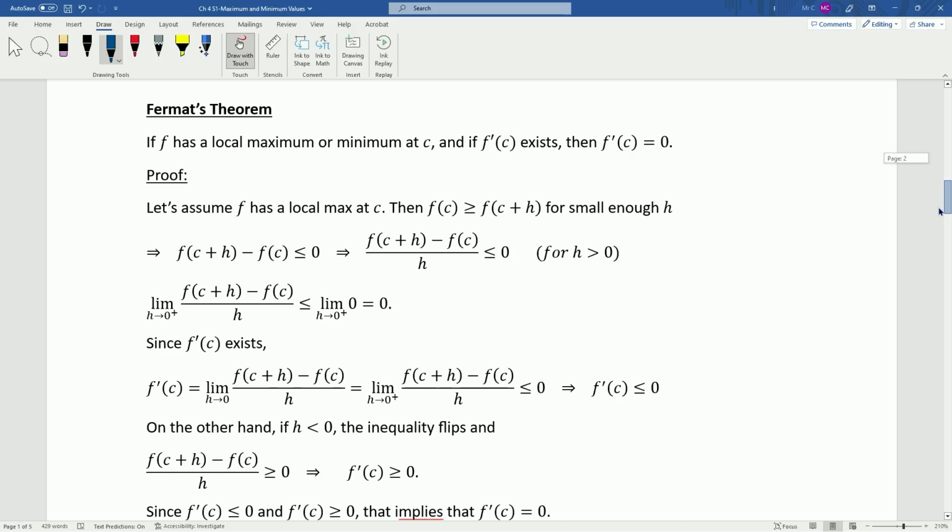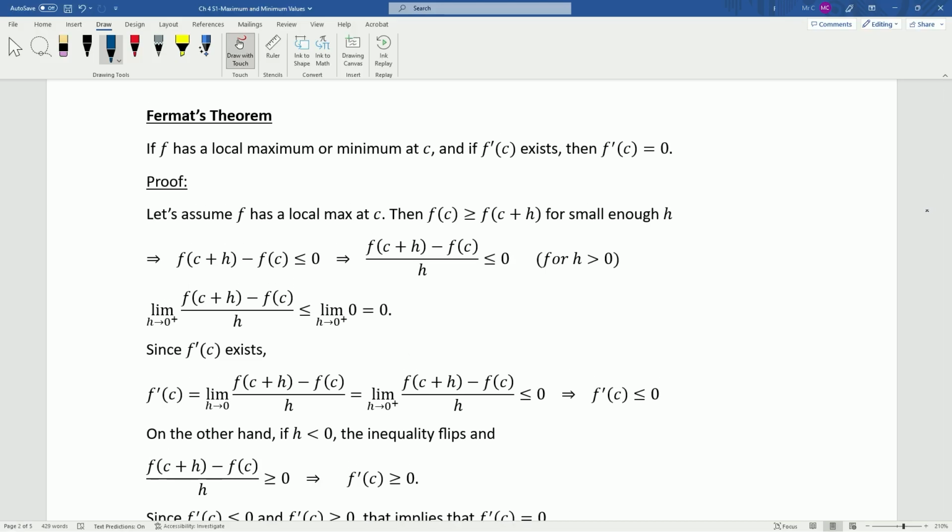Okay, so here's another theorem. This one is simple to state, but a little tricky to prove. Not too tricky though. If f has a local maximum or minimum at c, and if f prime of c exists, then f prime of c equals 0. So we've got two conditions here. If there's a maximum or minimum at c and the derivative exists, then the derivative is 0.